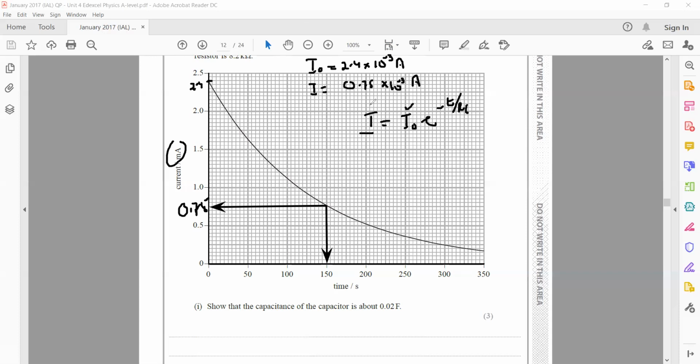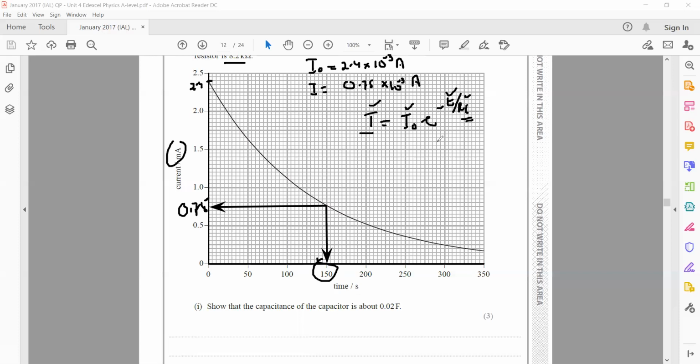So we have I naught, we have I. What is R? R is given in the question. It is given 8.2 kilo ohm or 8,200. What is T? T is a time. Like after a certain time, what is the current? That's the time T, which we work out. Time is in seconds, so we'll substitute 150. So we just have to find the capacitance using this equation. We will find the capacitance and we have to show it is 0.02 farad.